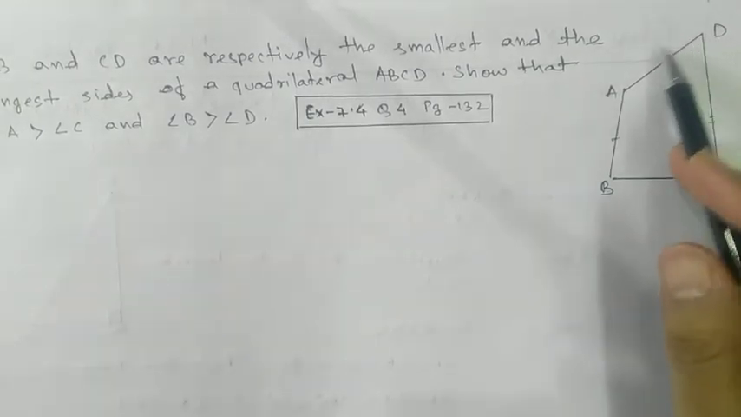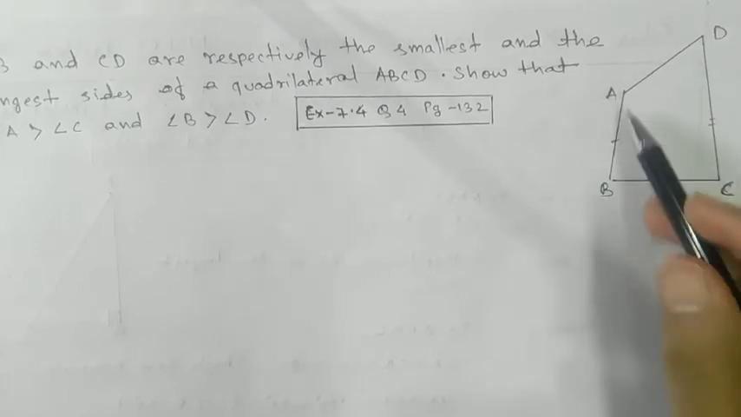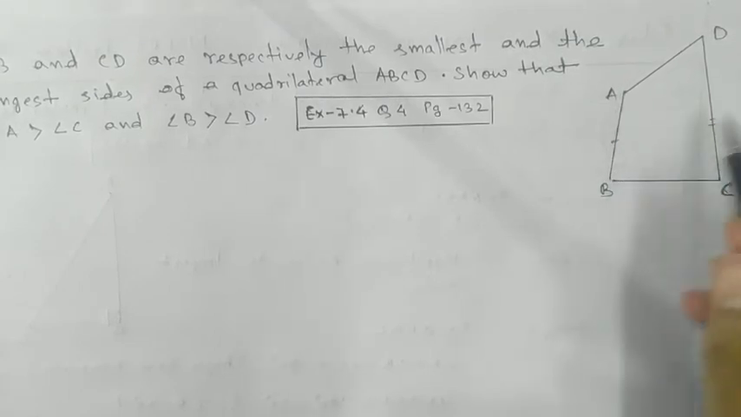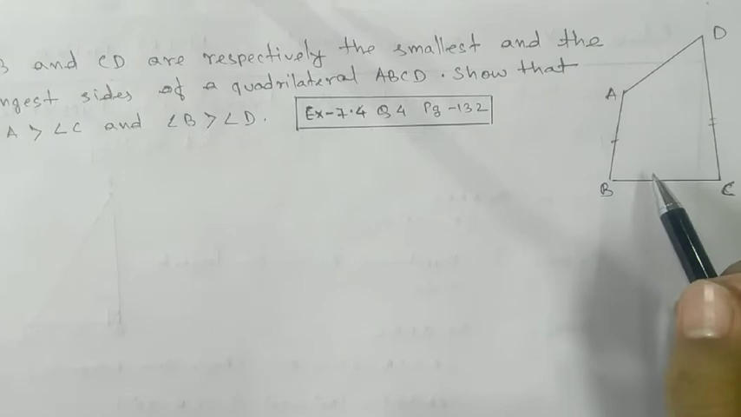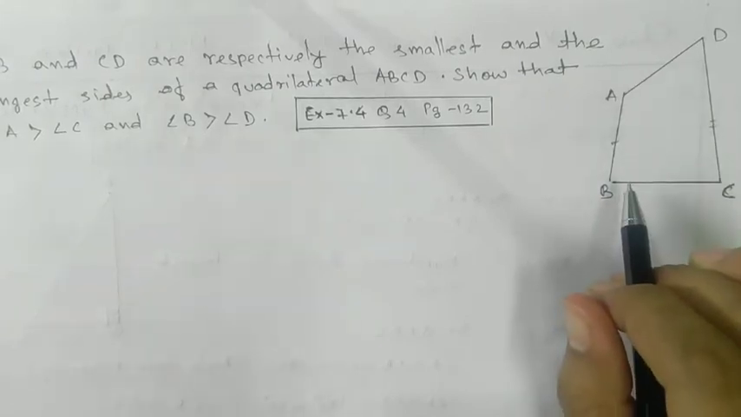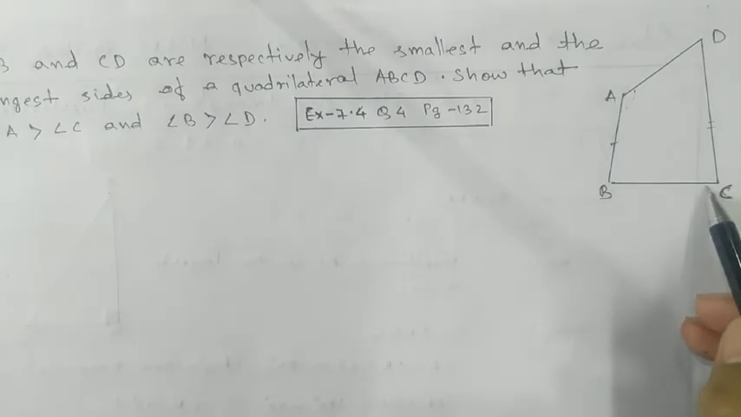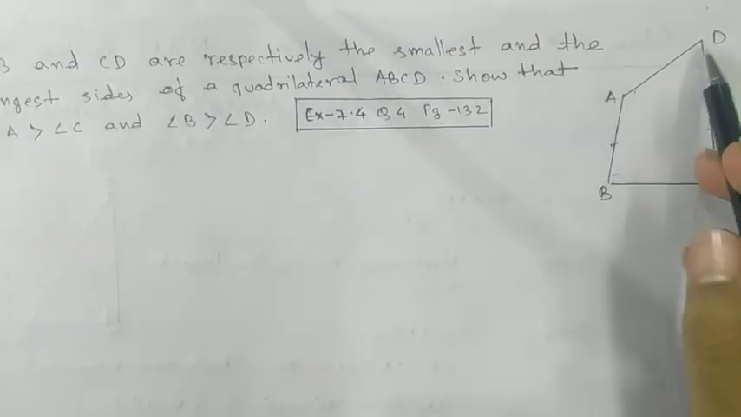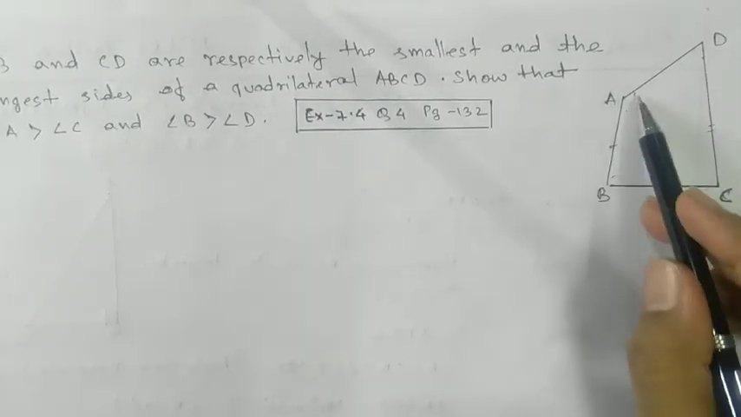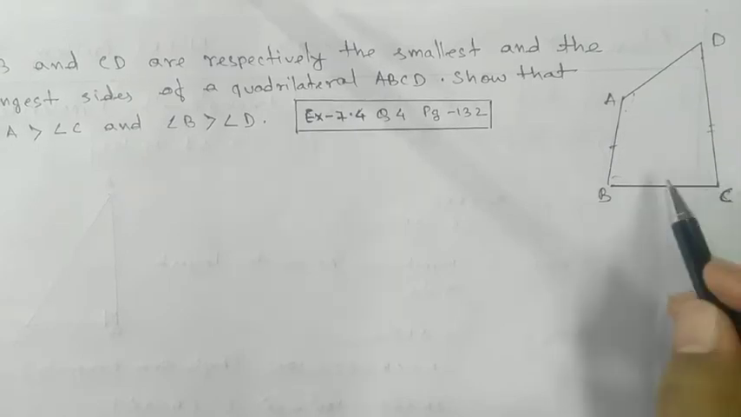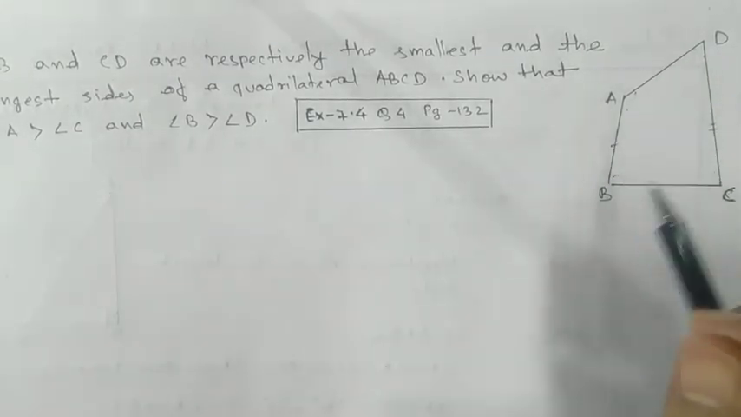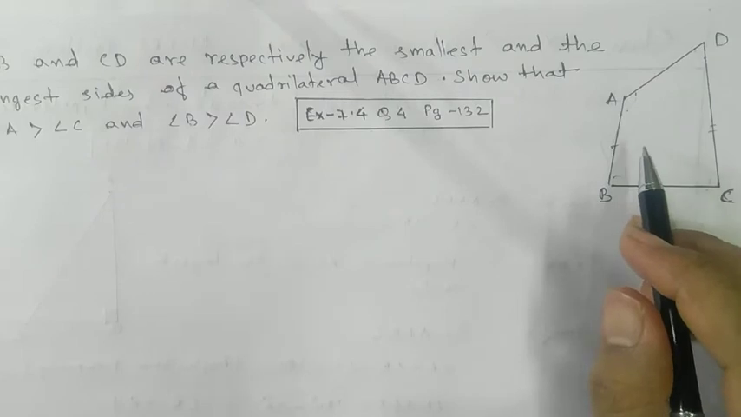That means out of these 4 line segments, AB is the shortest one and CD is the longest one they have given here. Now we need to prove that angle A is greater than angle C and angle B is greater than angle D. Our target is to show that angle A is greater than angle C, and the second one we will just say similarly. Okay, so let's start.